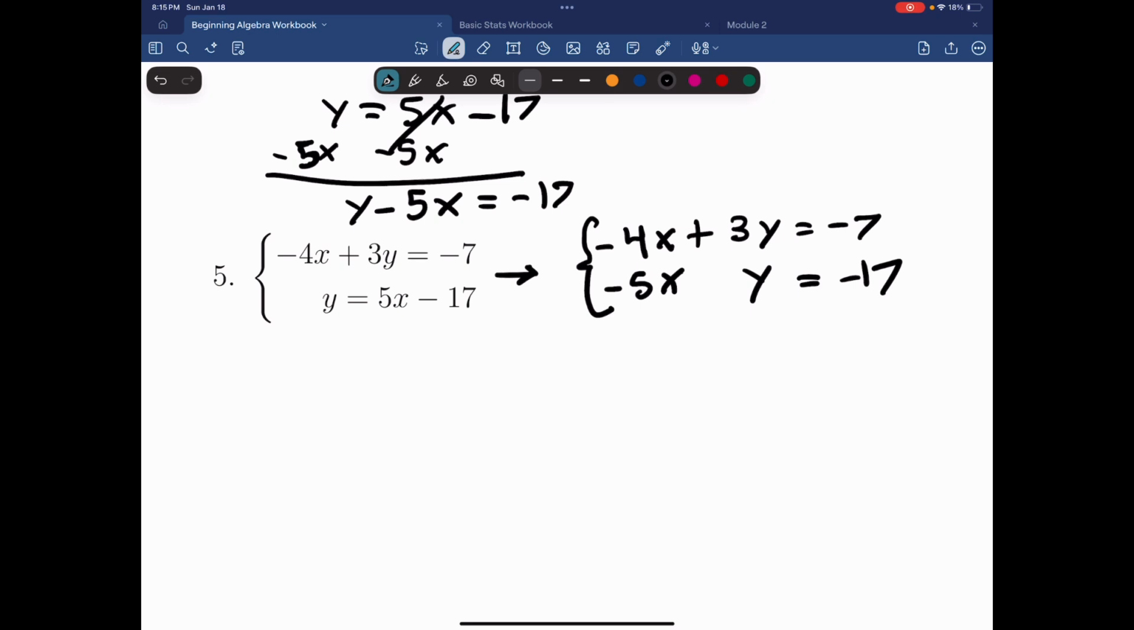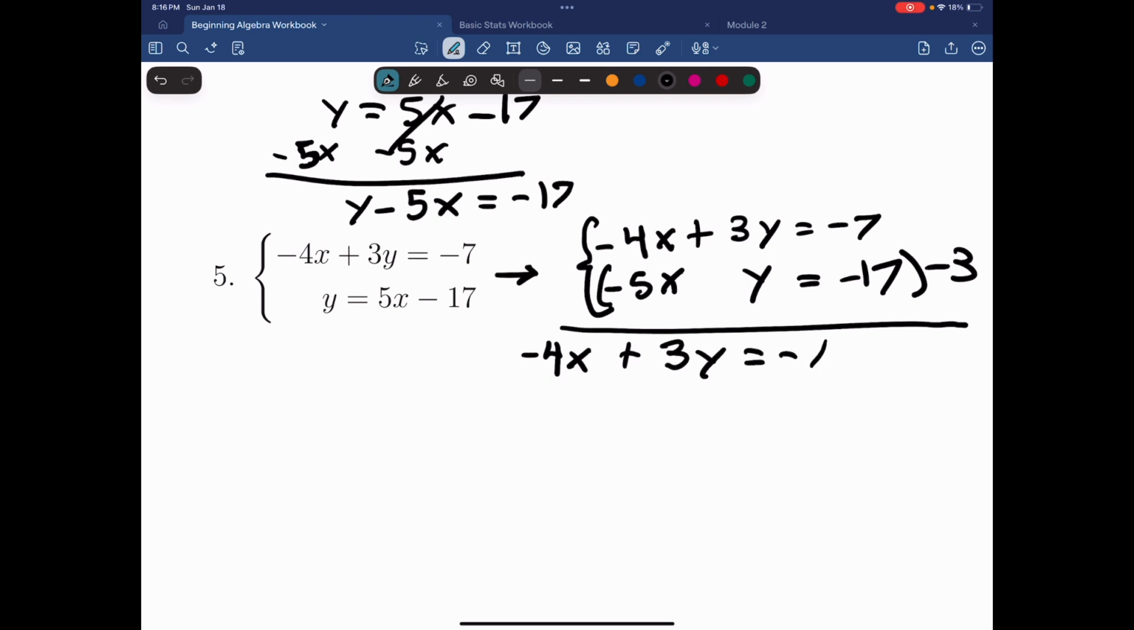And now, using elimination, we have negative 4x plus 3y. So looking at this, we have two negative x terms and two positive y terms. But because this y is just on its own, since we just have one y, it'll be easier to multiply this bottom equation by negative 3, so our y terms cancel out. And when we do that, I'm going to carry down this first equation just as it is. So we have negative 4x plus 3y equals negative 7.